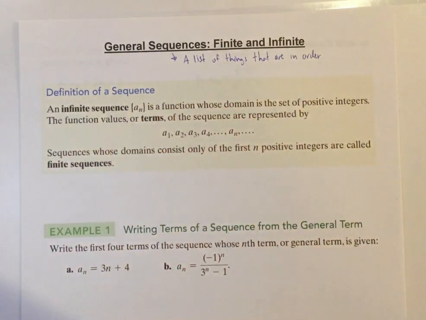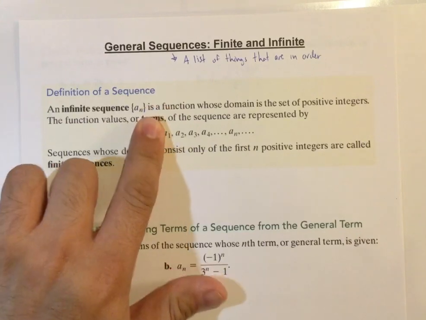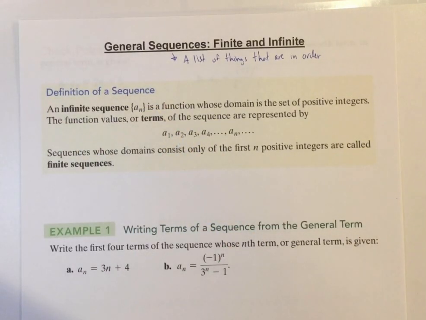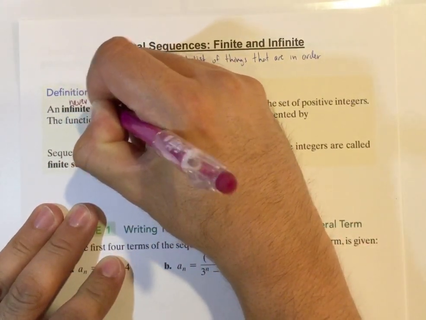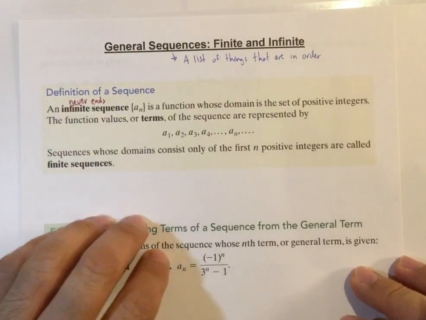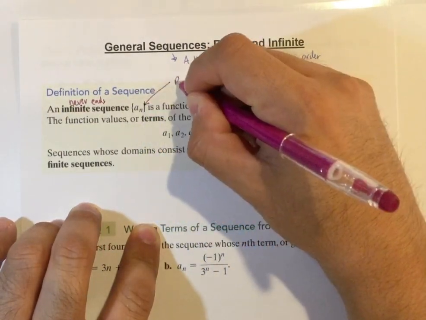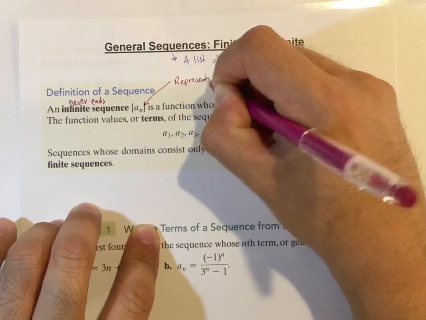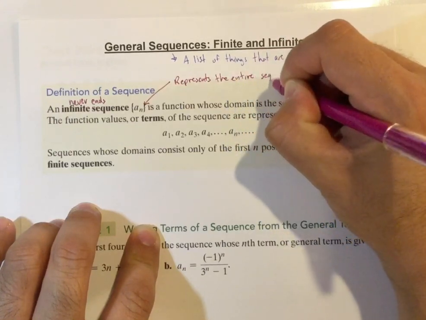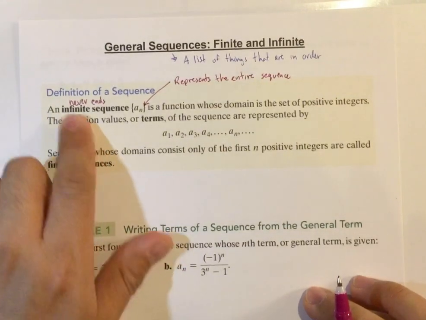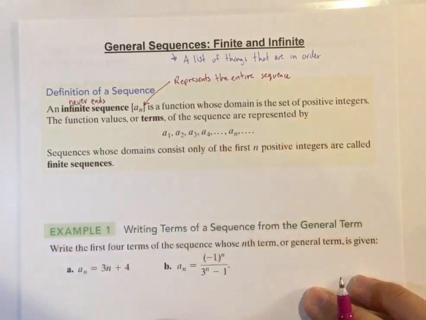Then we have finite and infinite. So right here it says an infinite sequence, braces a sub n, is a function whose domain is a set of positive integers. So first off, infinite just means that it never ends. It continues on forever. So it's a list of numbers that never ends. A sub n, that right there just represents the entire sequence. Okay, so an infinite sequence, which never ends, is a sub n, which represents the entire sequence, is a function whose domain is a set of positive integers.